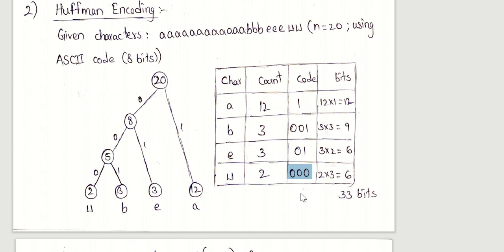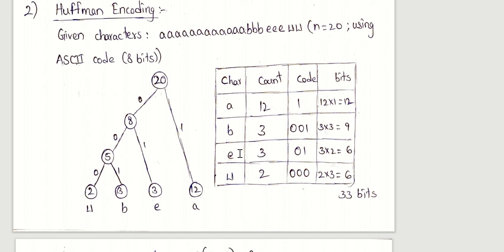Now we get the code values also. We have to calculate the bits required for each character. Here I need a single bit in order to transfer A. The frequency of A is 12. So I need in total 12 bits to transfer all the occurrences of the character A. And for B, the frequency is 3, and I need 3 bits to transfer. So 3 into 3 is in total 9 bits required in order to transfer B.